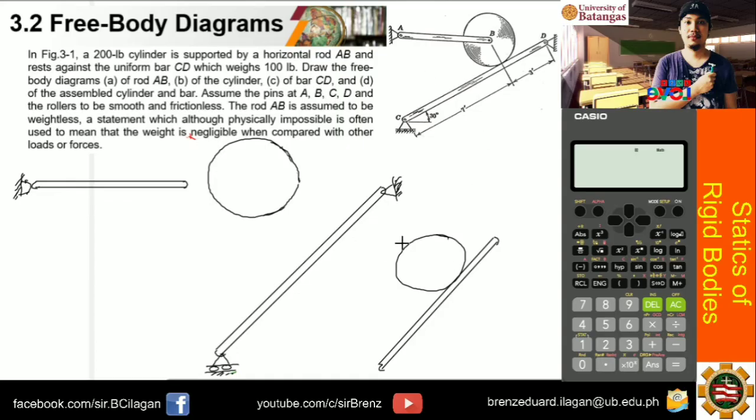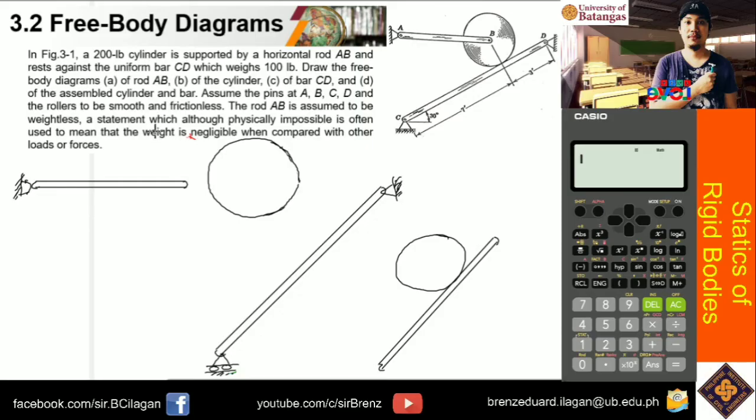Ito, nagbuod na ako ng isa, cylinder and bar. Assume the pins at A, B, C, D, and the rollers to be smooth and frictionless. Okay? And the rod AB is assumed to be weightless. So itong rod AB mo, weightless na. So wala tayong weight na i-consider. Walang self-weight na i-consider.